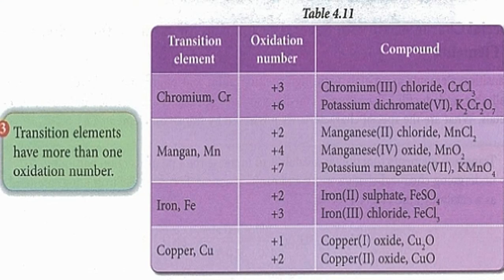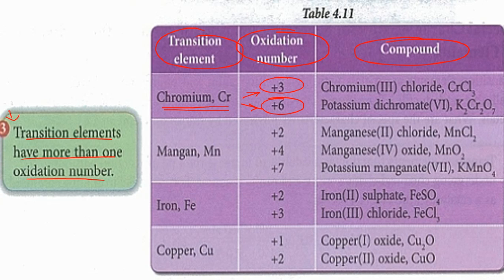Okay, the special characteristic number 3. Transition elements have more than one oxidation number. So this is the transition element, oxidation number, and the compound. So for example, chromium. So chromium can be chromium 3+ or chromium 6+. So it has two oxidation numbers, its charge is either positive 3 or positive 6. So having more than one oxidation number, here chromium is either positive 3 or positive 6.